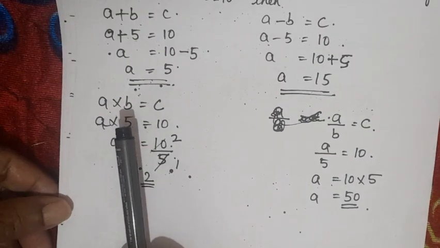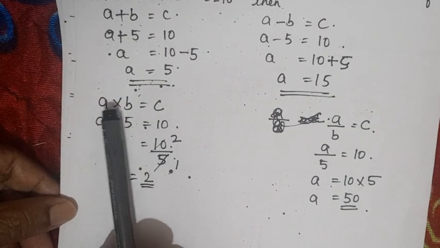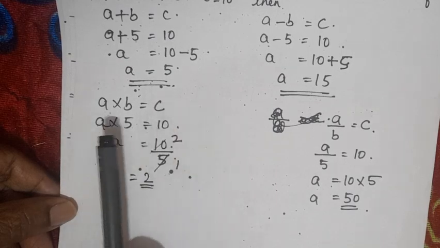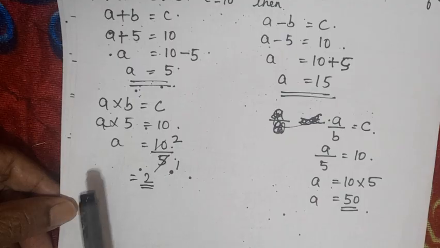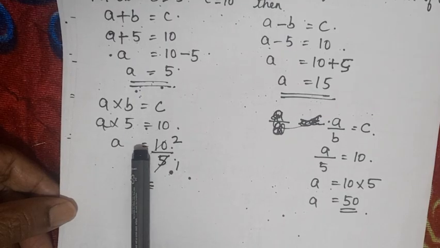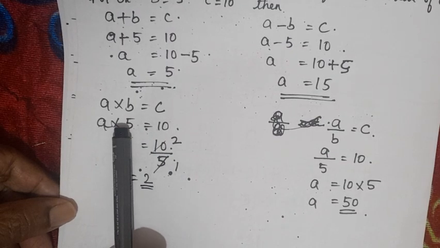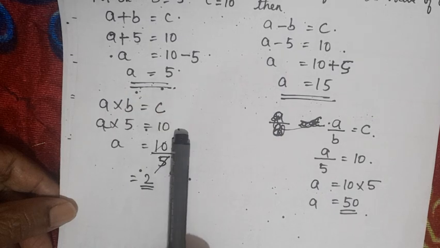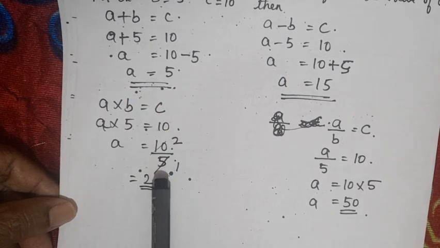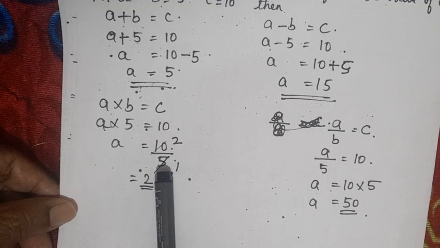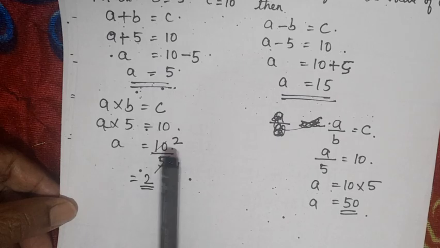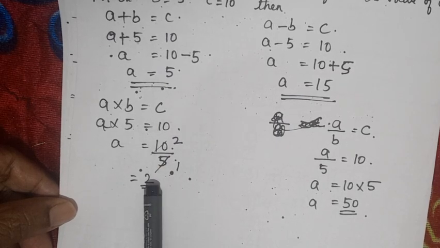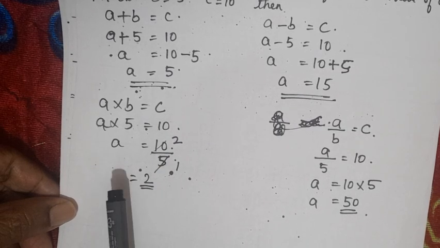Like that, when there is an equation like a into b is equal to c, then put the values of b and c. A into 5 is equal to 10. So now a is equal to 10. When the multiplication comes to the right side of the equation, then it will get divided. It should come to the denominator. So 10 divided by 5. 5 ones are 5, 5 twos are 10. So 2 is the answer. A is equal to 2.